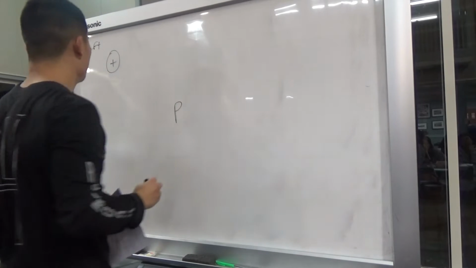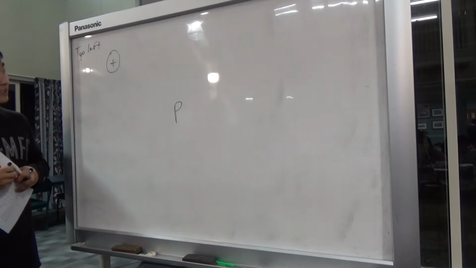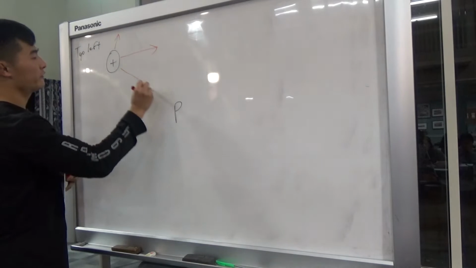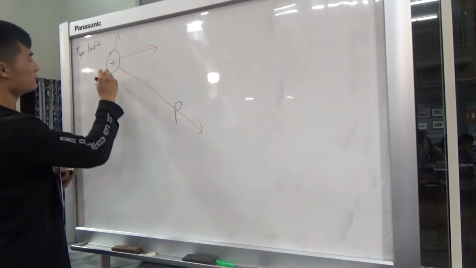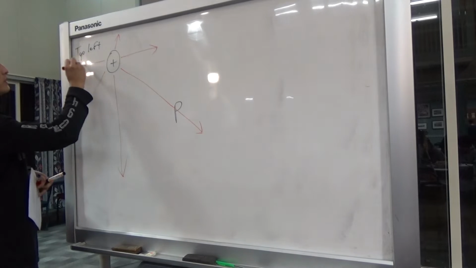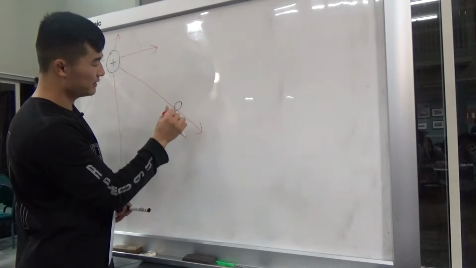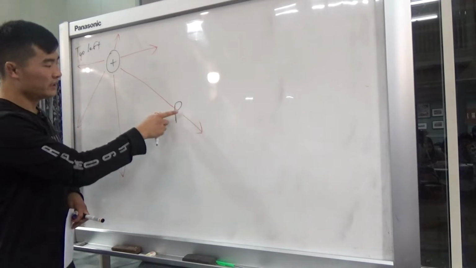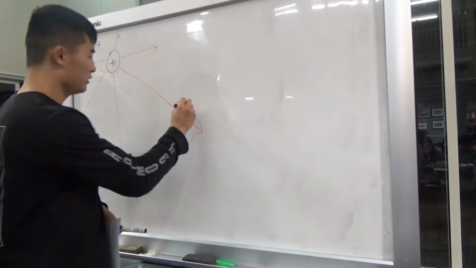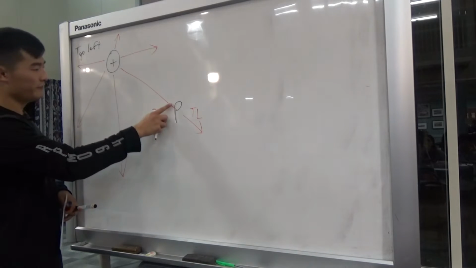If this positive charge was the only one there, remember that field lines would be going out from this positive charge. So at point P, we can see that the electric field line will be going to the bottom right corner. We'll call this electric field line TL for the top left.